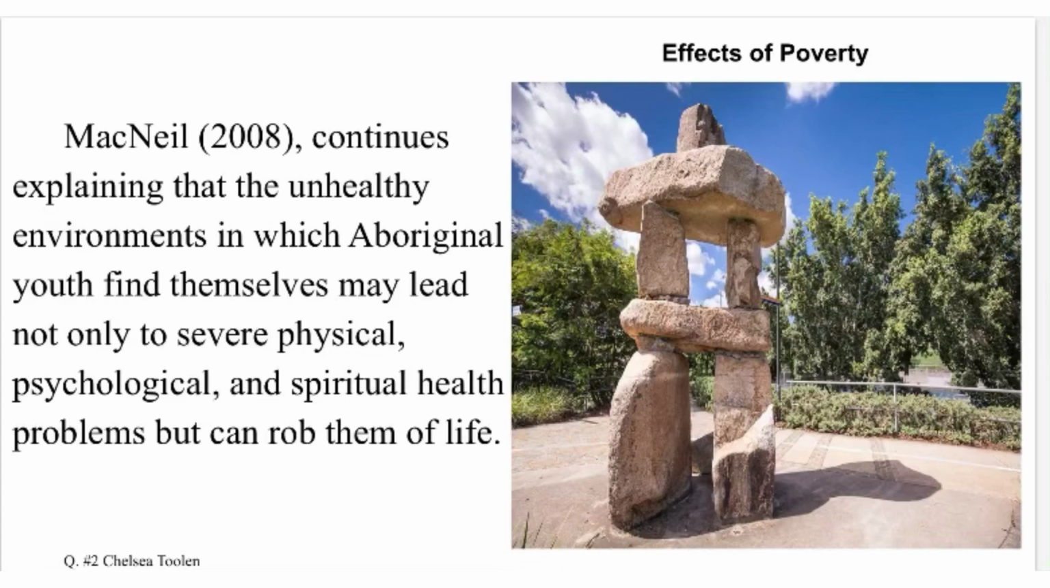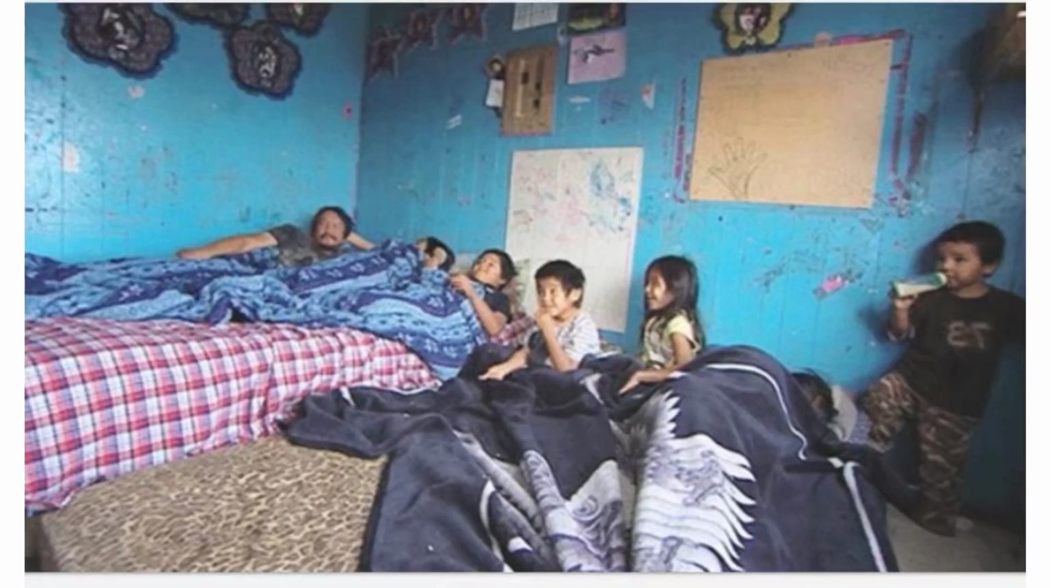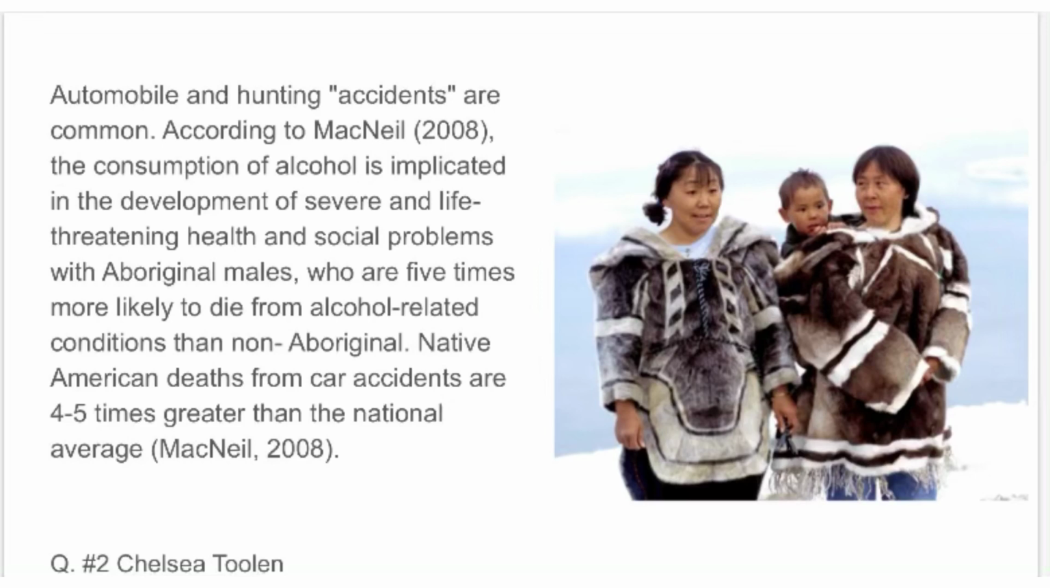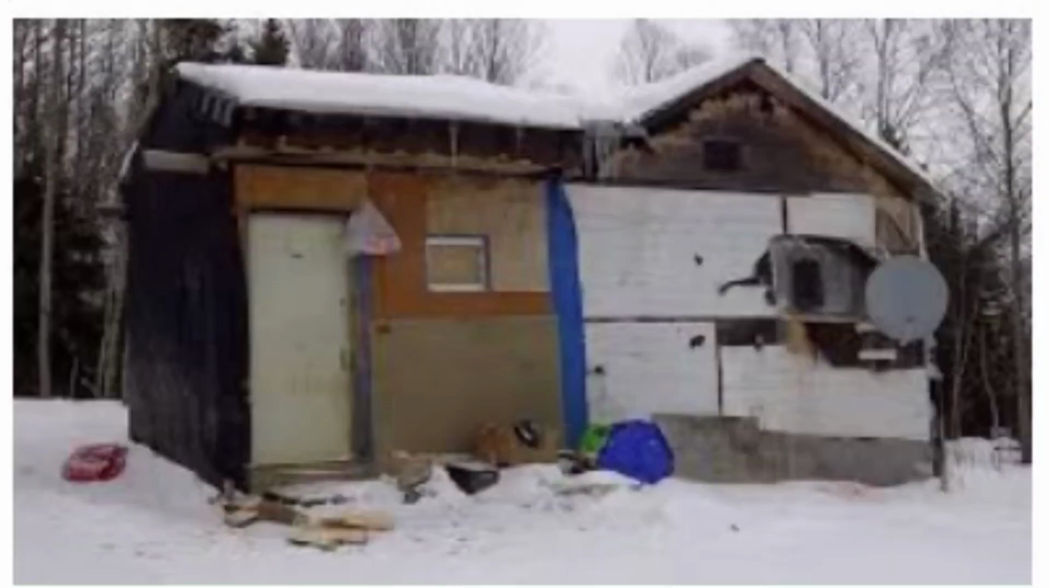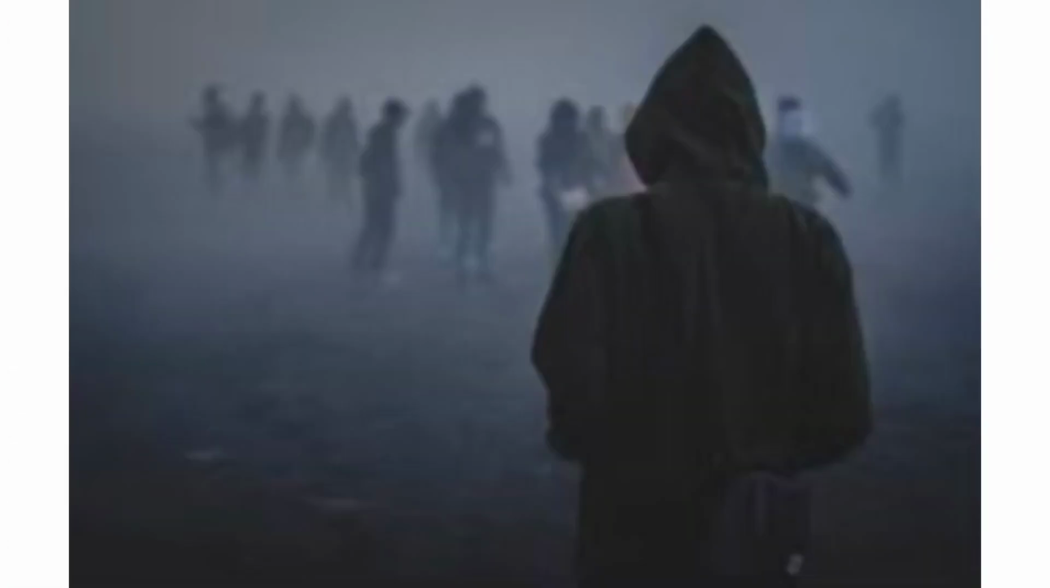McNeill continues explaining that unhealthy environments in which Aboriginal youth find themselves may lead not only to severe physical, psychological, and spiritual health problems, but can also rob them of life. Automobile and hunting accidents are common. According to McNeill, the consumption of alcohol is implicated in the development of severe and life-threatening health and social problems with Aboriginal males, who are 5 times more likely to die from alcohol-related conditions than non-Aboriginals.